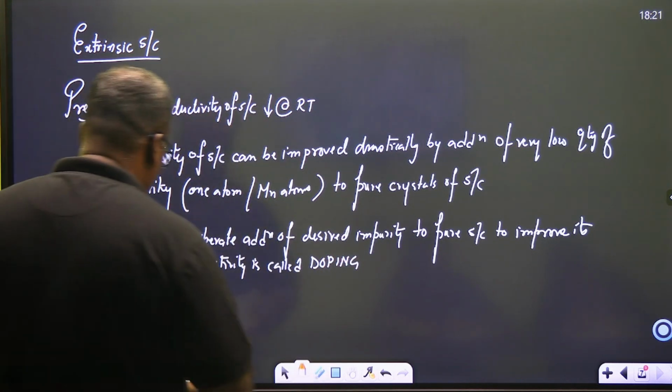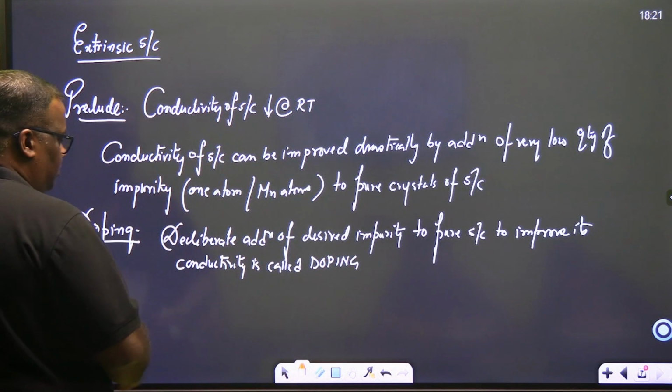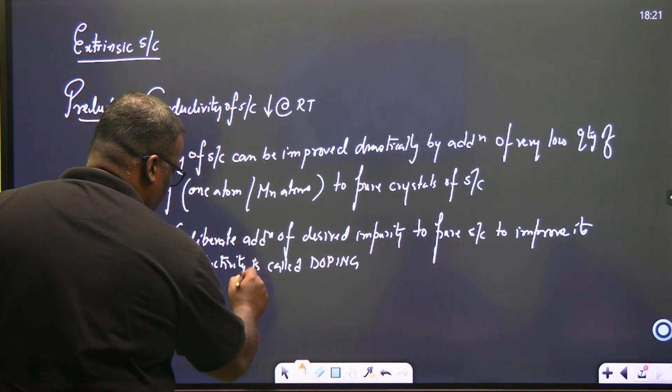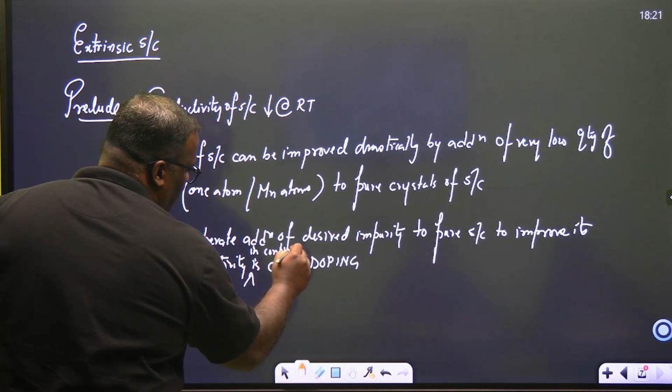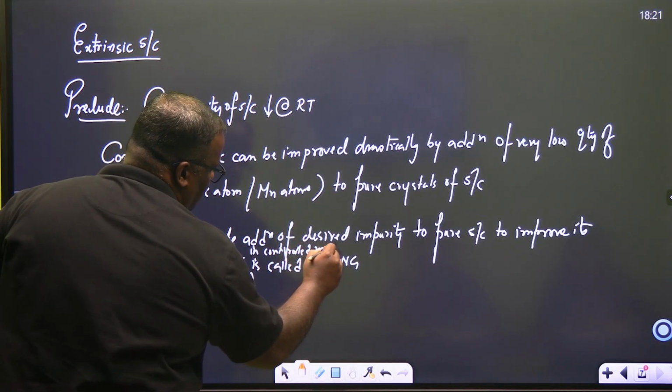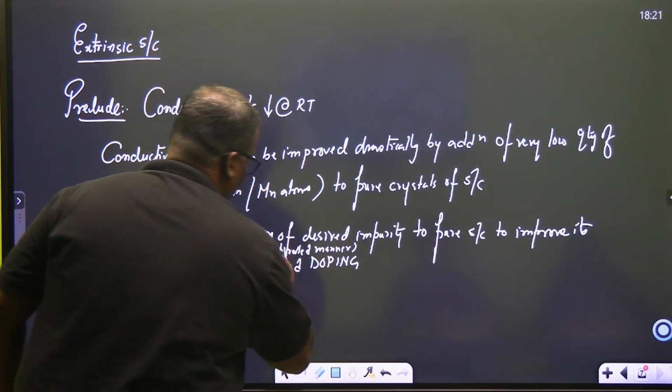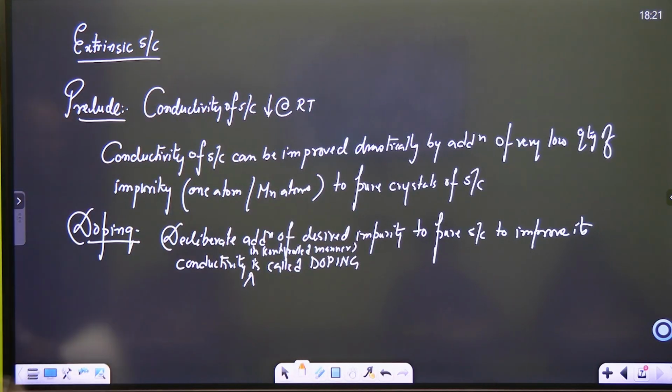Deliberate addition of impurity to improve conductivity, and we can add a word: in a controlled manner. What do you understand by controlled manner? It means a very small quantity, that is like 1 atom per million atoms.